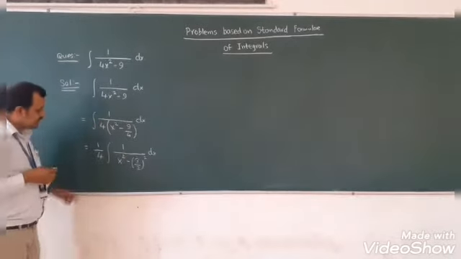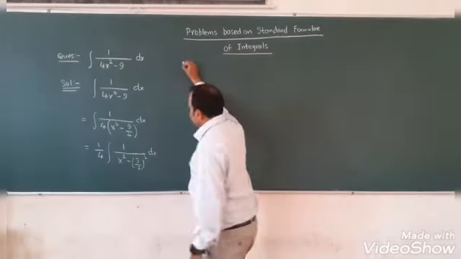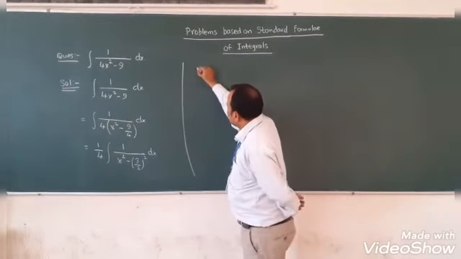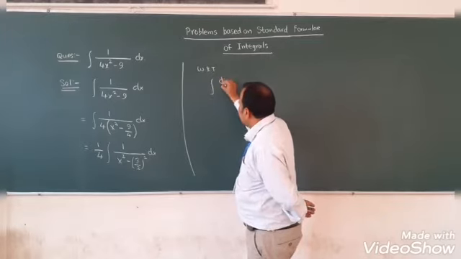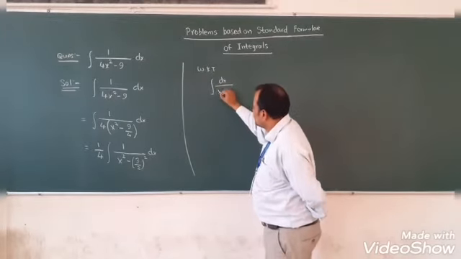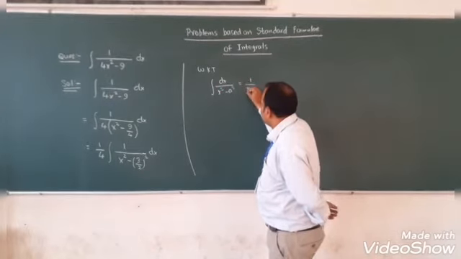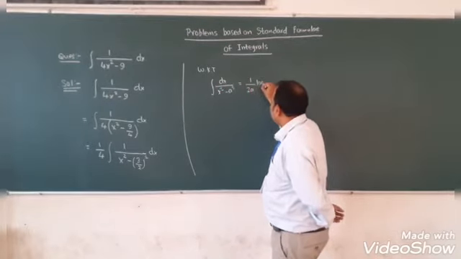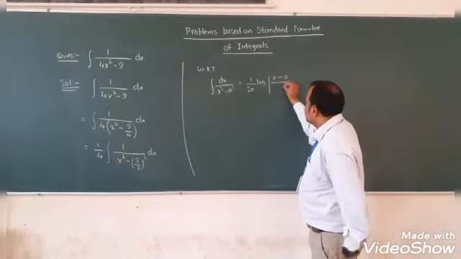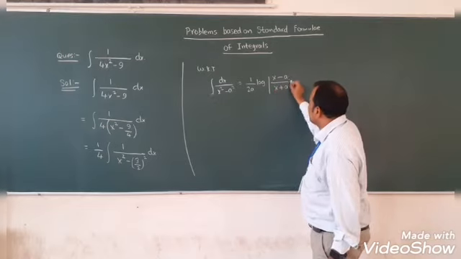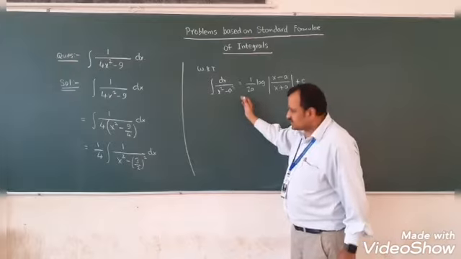What is the form here? Something like 1 by x square minus a square. So what is the formula saying? We know that integral dx divided by x square minus a square is equal to 1 by 2a log of mod of (x minus a) divided by (x plus a) plus c. So apply this result here.